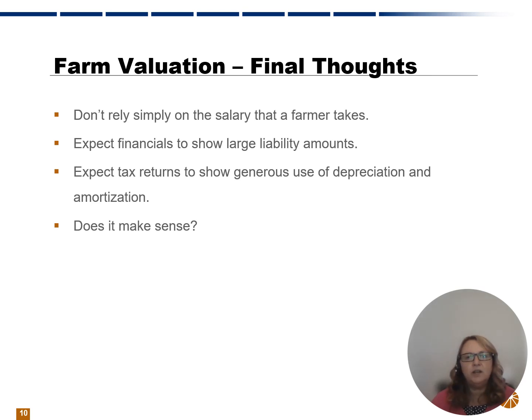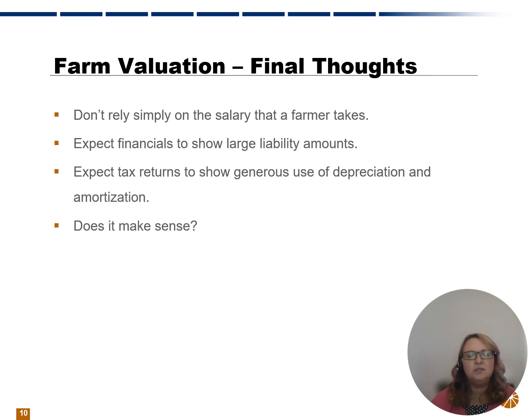So just some final thoughts on farm valuation. Don't simply rely on the salary that the farmer takes or what they tell you. It may be a difference with his salary versus the net income versus sales revenue, that type of thing. You might need to dig just a little bit deeper. And they tend to take low salaries for these.